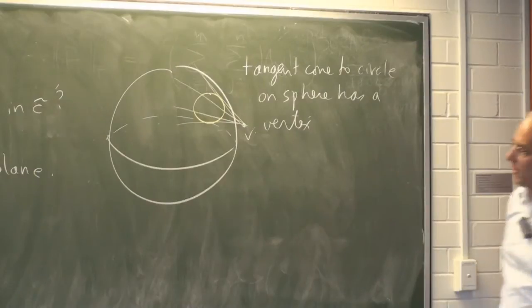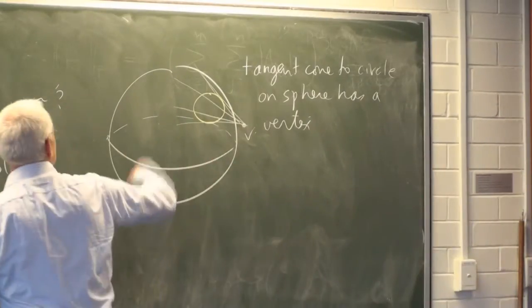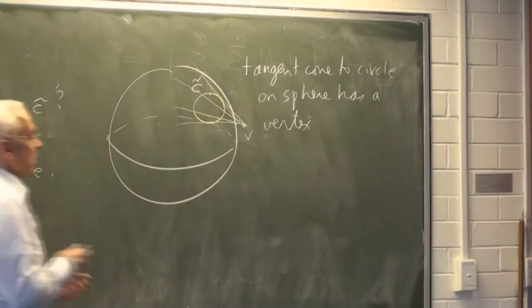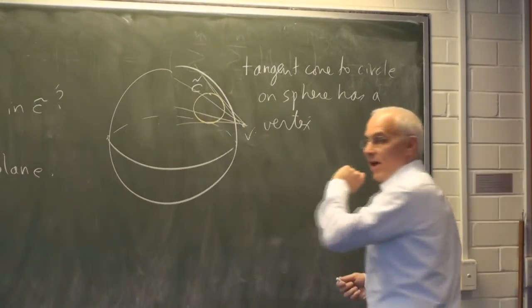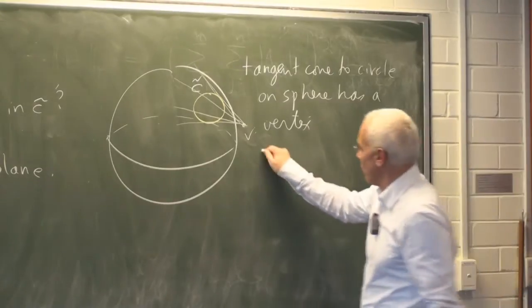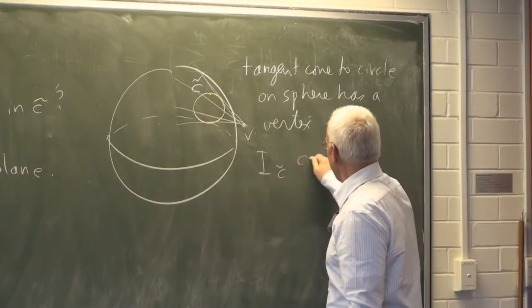And then it turns out that the inversion in the circle, let's call the circle C tilde as we did before, can be defined purely in terms of this vector, this point V. So I of C tilde can be defined.